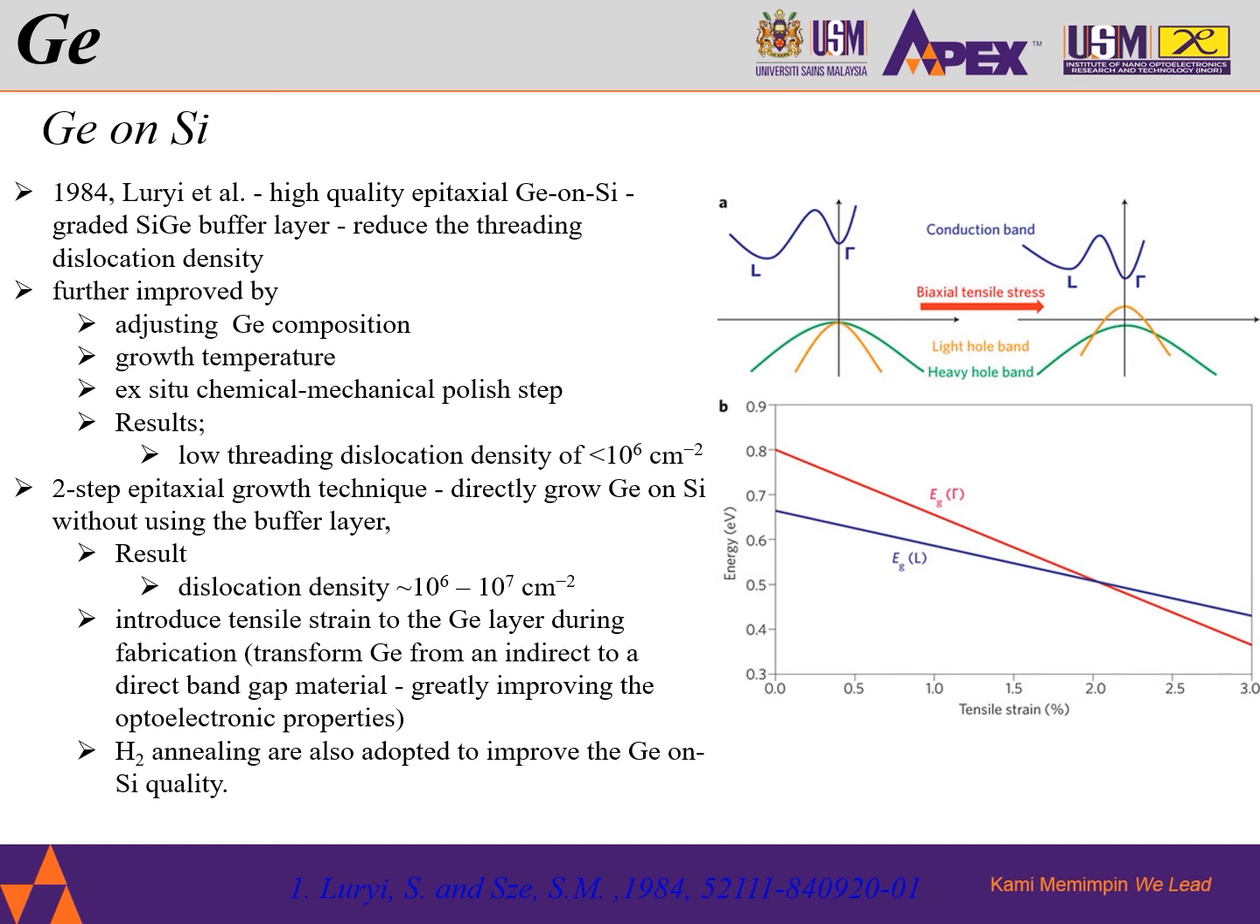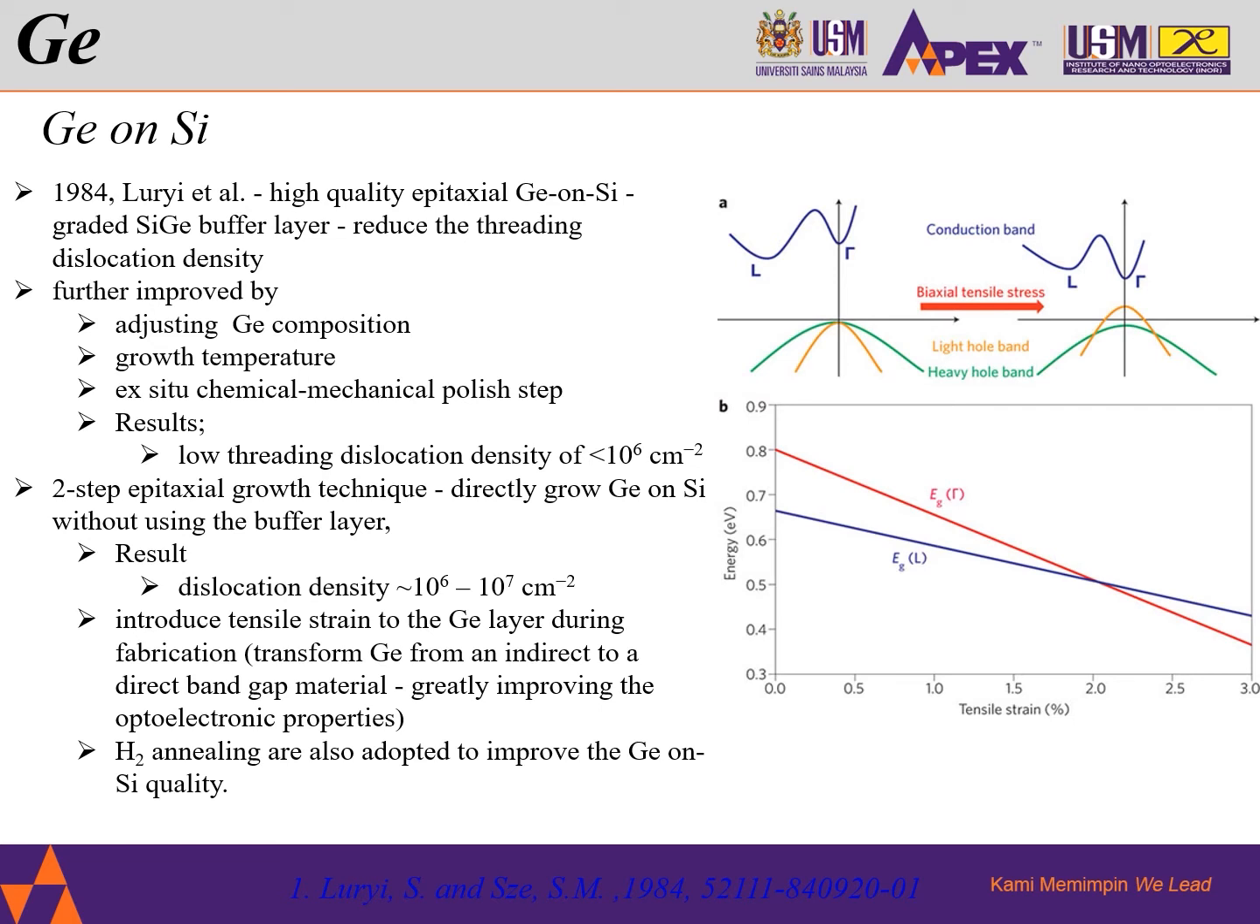This method is further improved by adjusting the germanium composition, the growth temperature, and using an additional ex situ chemical mechanical polish step. As a result, a low threading dislocation density of less than 10^6 is obtained. Alternatively, a two-step epitaxial growth technique has also been developed to directly grow germanium on silicon without using the buffer layer, and a similar dislocation density has been obtained, approximately 10^6 to 10^7 per square centimeter.